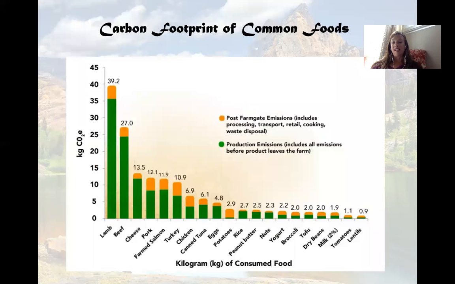And then this next slide is looking at the carbon footprint. So how much carbon does it take to produce and transport all these different types of foods, mostly protein, but not all protein. There's some nuts, broccoli, tomatoes towards the bottom. But again, sheep and beef are not so helpful for our environment. They take a lot of carbon.